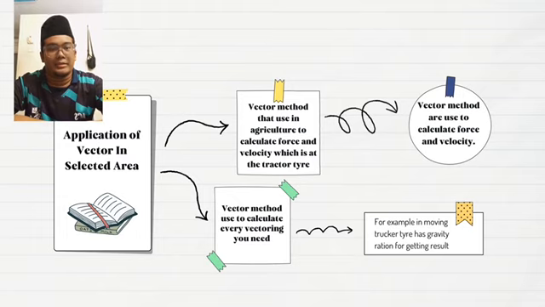So next we go to application of vector in selected areas. We have three methods that can be used in vector. First, the vector method is used in agriculture to calculate force and velocity, for example at the tractor tire. Second, the vector method is used to calculate every vectoring unit. And third, vector methods are used to calculate force and velocity. So, for example, a moving tractor tire has gravity ratio for getting the result.